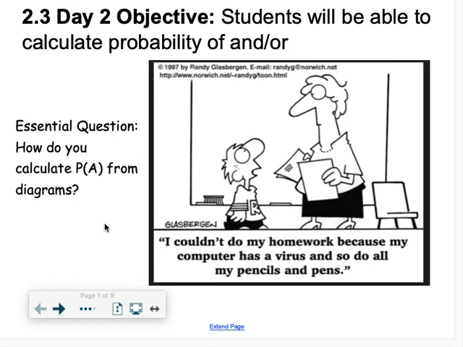So for today, we're continuing on with our and/or problems. Students will be able to calculate the probability of and/or. Our essential question: how do you calculate the probability of A from diagrams? Today we're going to jump into two-way tables and Venn diagrams.